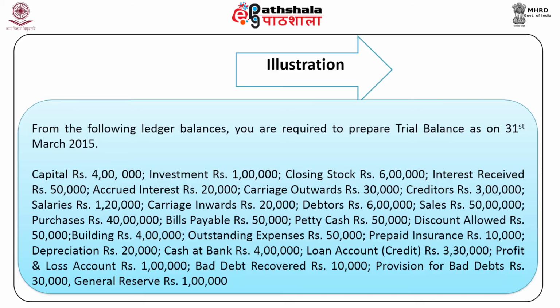Loan account credit rupees 3,30,000. Profit and loss account rupees 1 lakh. Bad debt recovered rupees 10,000. Provision for bad debts rupees 30,000. Journal reserve rupees 1 lakh.